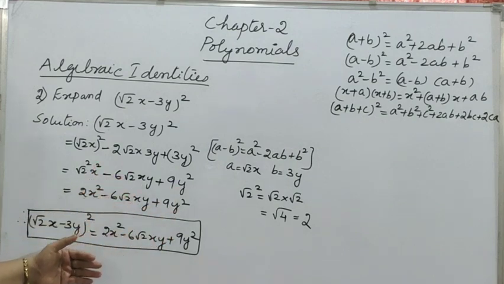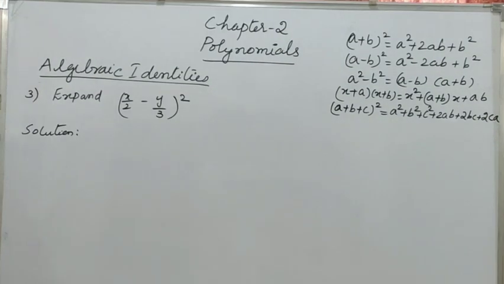I hope you understood all the steps. Then final conclusion: root 2x minus 3y whole square equal to 2x square minus 6 root 2 xy plus 9y square. Next question, expand x by 2 minus y by 3 whole square. One by one we are following, the difficulty level we are increasing. So x by 2 minus y by 3 whole square. Same question only. What is the identity?